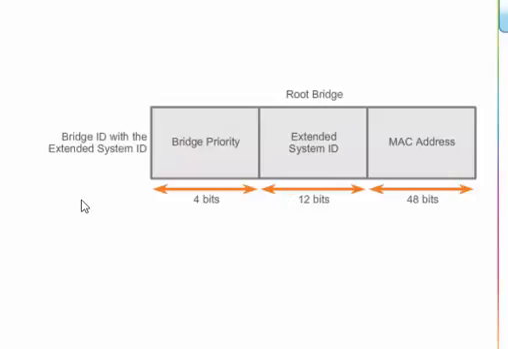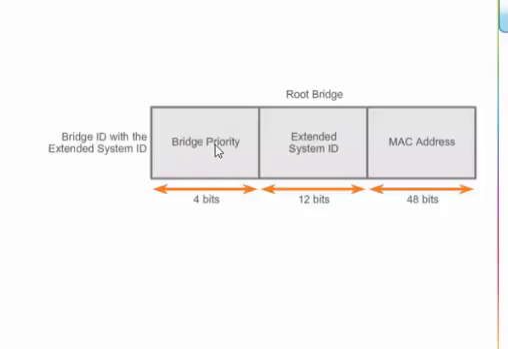The lowest priority value makes that switch the root bridge for that spanning tree instance only. The switch with the lowest BID, with the lowest priority value, becomes the root bridge. The lowest priority actually takes precedence. So if you want a switch to become root bridge, set the priority value as the lowest.